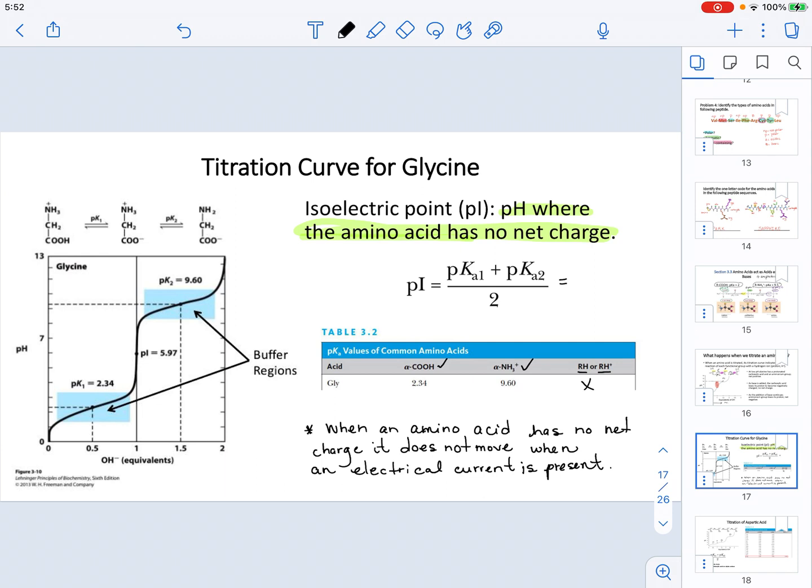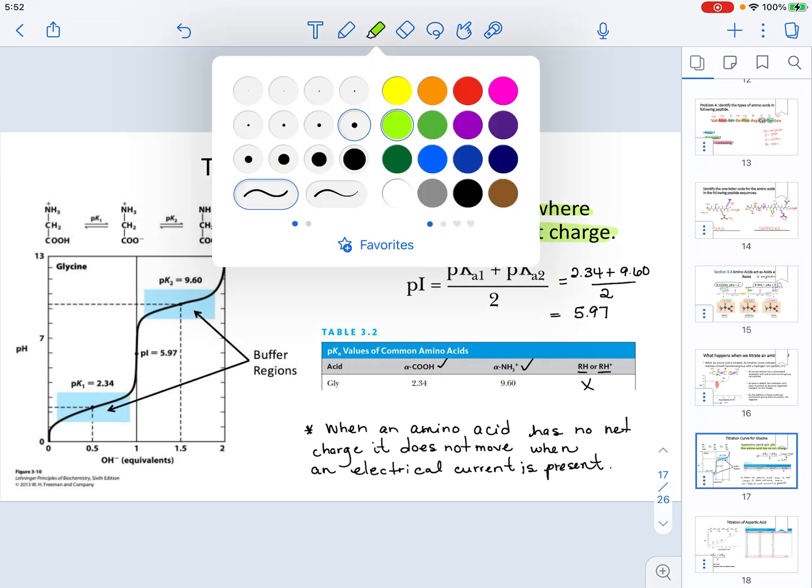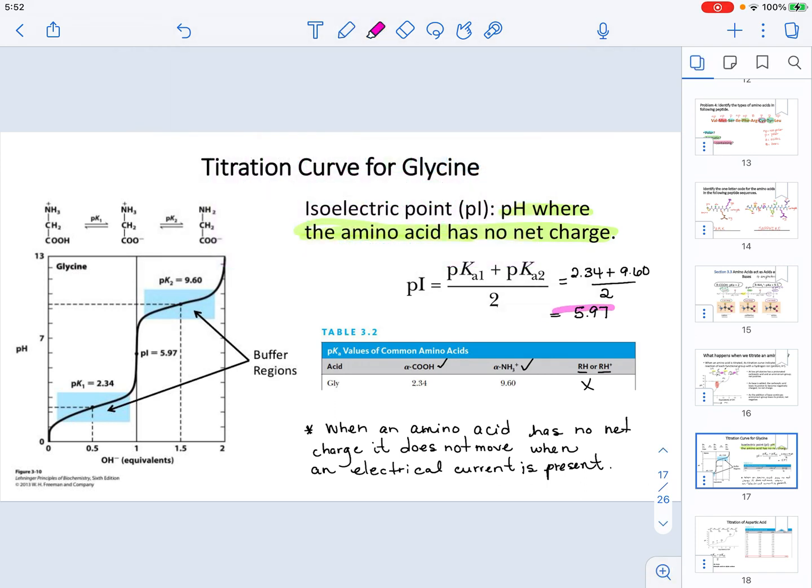So when I take 2.34 plus 9.60 and we divide it by 2, the result is 5.97. And as you can see here, from the titration experiment that illustrates the pI for glycine, that is where we have the formation of the zwitterion. But what happens if your side chain is affected by the changes in pH?